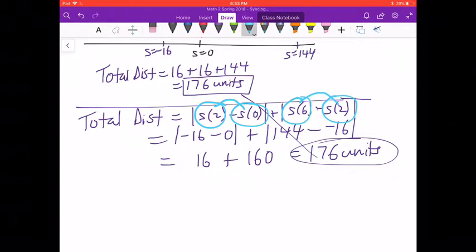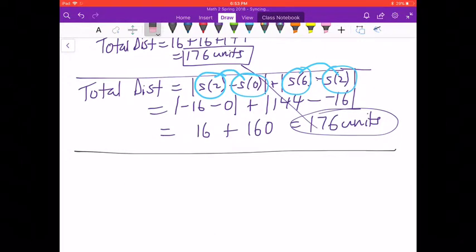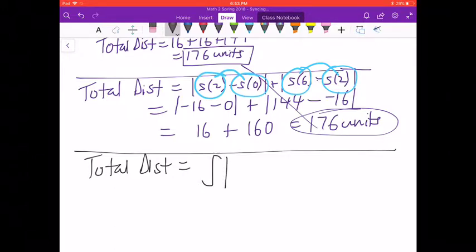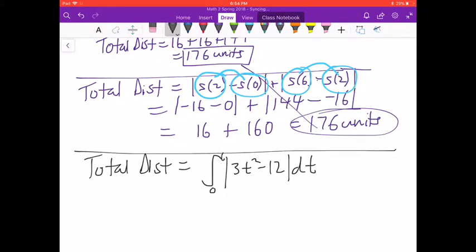All right, and just to finish it off, let's go ahead and do it the slickest way, which would be, I think you know, total distance. We've done it recently. It's going to be the integral of the absolute value of the velocity. So we're going to take our 3t squared minus 12 in the absolute value symbols, and we're going to do that from 0 to 6. All right, and if you just punch that in the calculator, you will get 176, just like before.